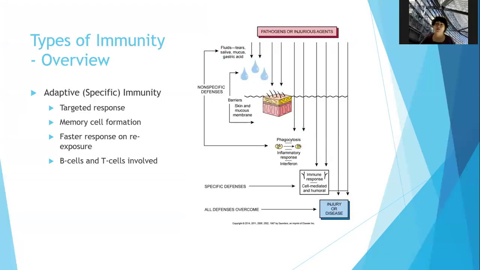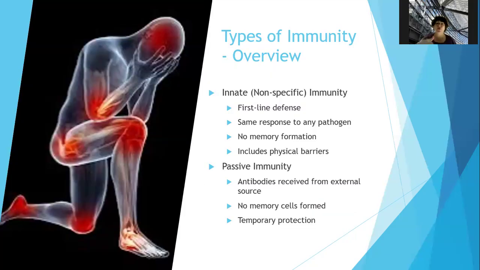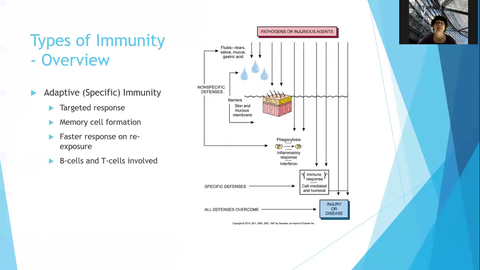So what we've talked about so far is just the innate non-specific immunity. We haven't talked about passive immunity yet, but here it is. When things get past that first line of defense, then we need our adaptive or specific immunity, which is a targeted response.